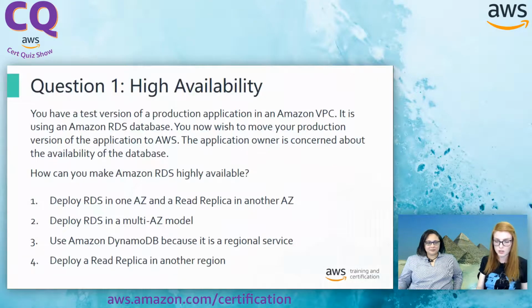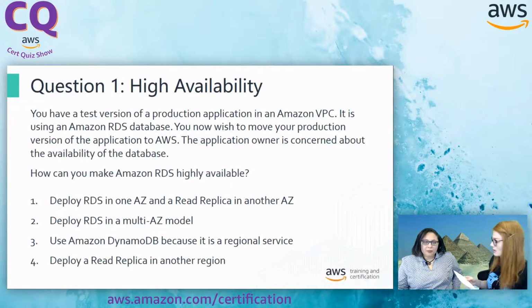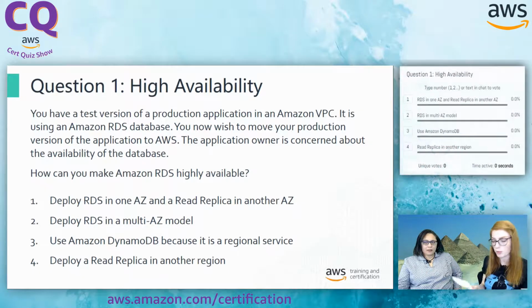So, question 1, high availability. Ready? Cool. You have a test version of a production application in an Amazon VPC. It is used in an Amazon RDS database. You now wish to move your production version of the application to AWS. The application owner is concerned about the availability of the database. How can you make Amazon RDS highly available?